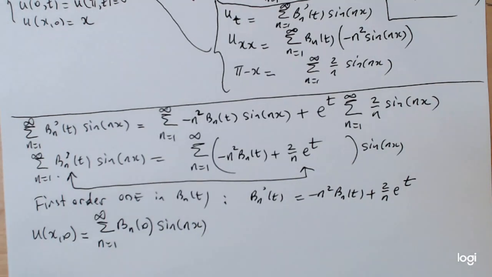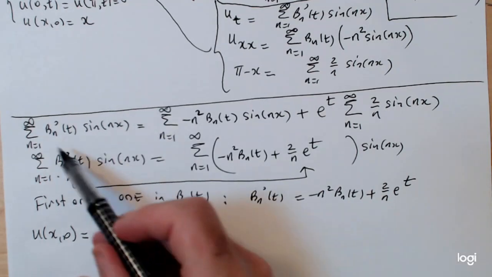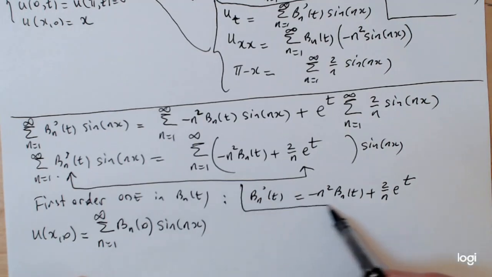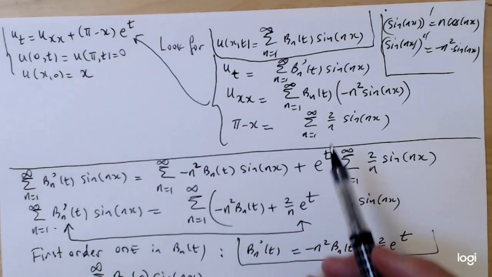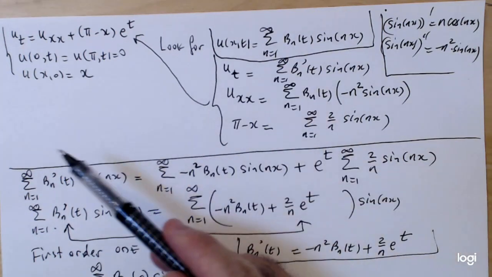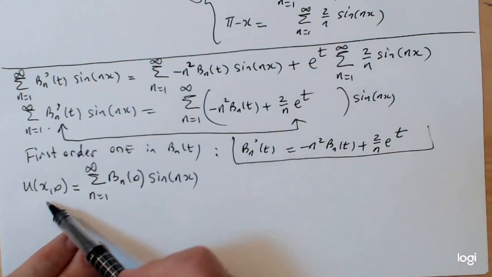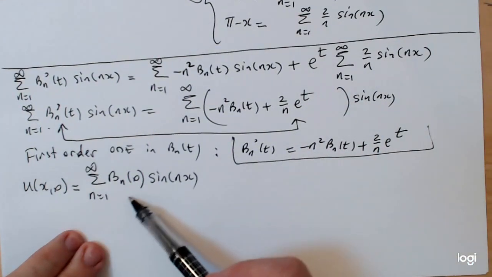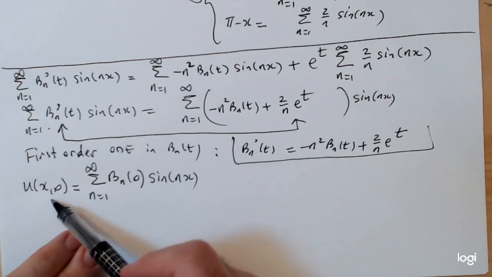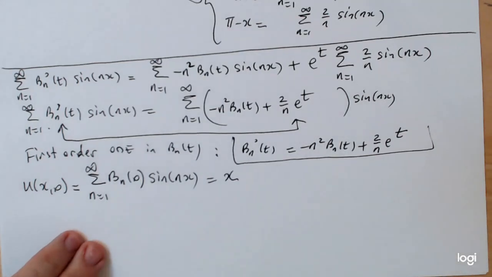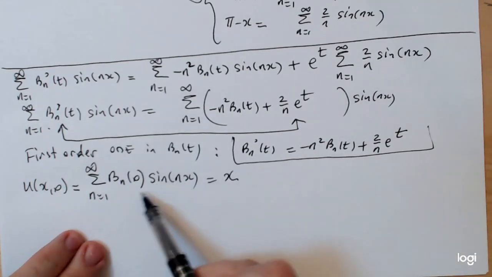Again, this step sometimes is subtle and people miss it or misunderstand it. By plugging in this summation into the PDE, we get the ODE that gives us Bn of t. By plugging in that summation into the initial condition, that will give us some information about Bn of 0. So u of x0 is equal to this, which is equal to x as the problem mentions. So what is Bn of 0?